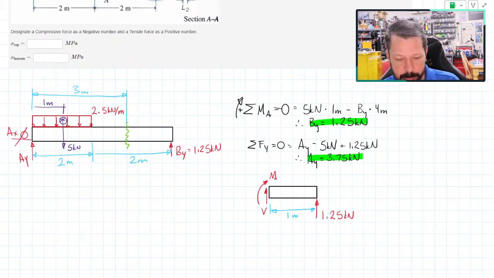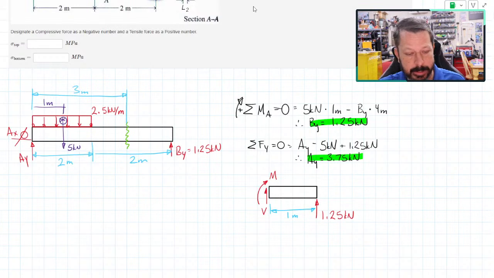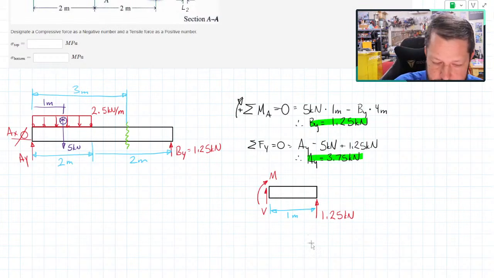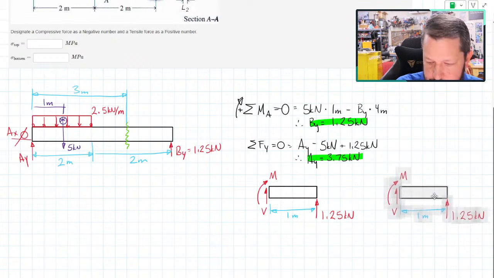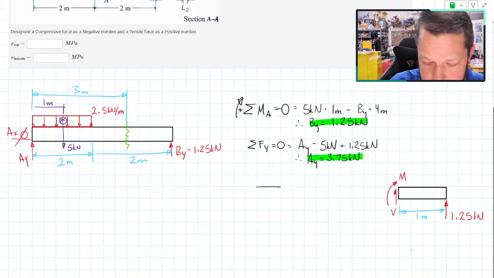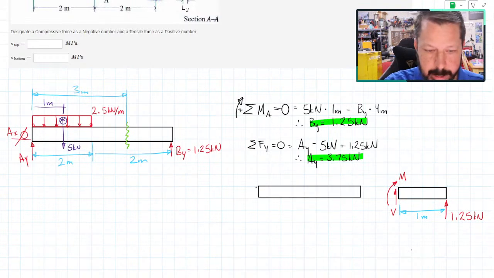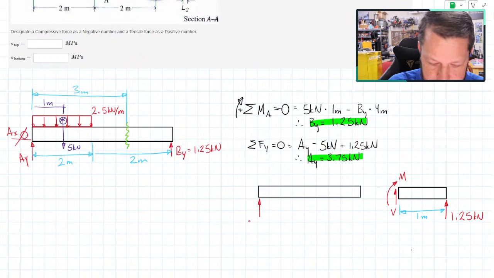Just to be 100% sure, you wouldn't do this to solve the problem, but just to be 100% sure, let's draw the other half of the free body diagram, just so we are absolutely certain how these would look. So the other half would be this guy, and I would have the AY, which would be 3.75 kilonewtons.